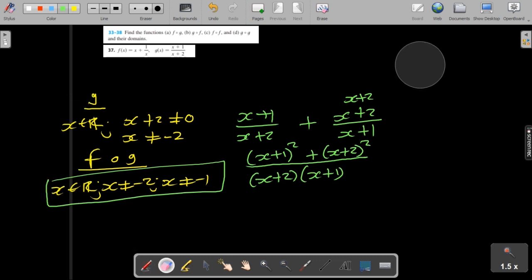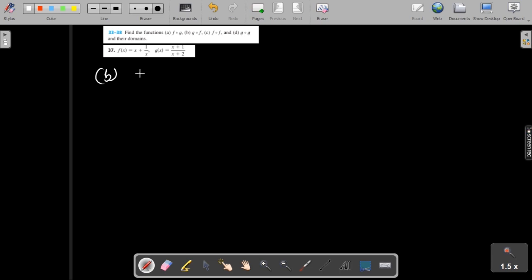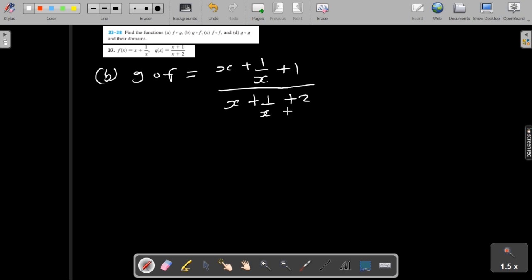Alright, moving on to B. In B, we are asked to find g of f. So we're going to substitute f into g. Wherever we see an x in g, we're going to substitute f. So we have an x at the top, then plus 1. And then the bottom, we also have another x. We're going to substitute the whole of f plus 2.